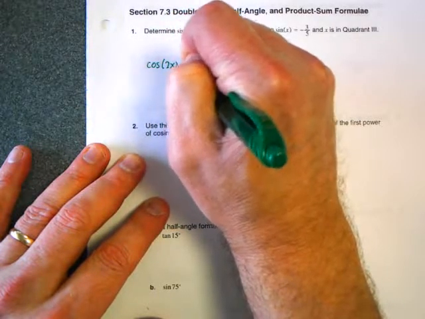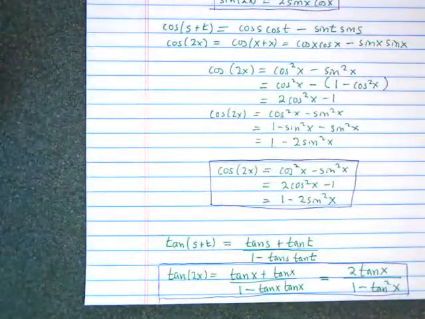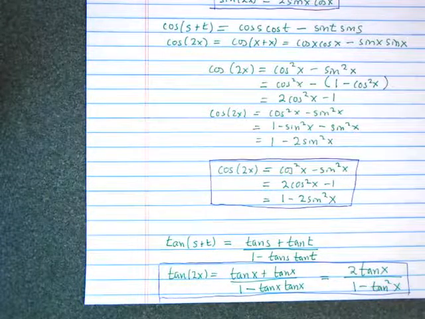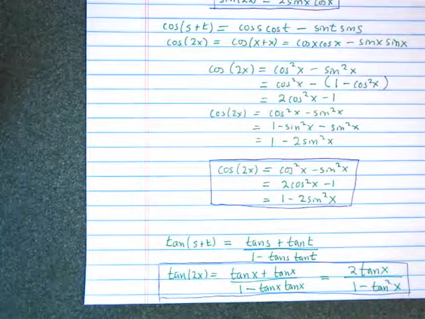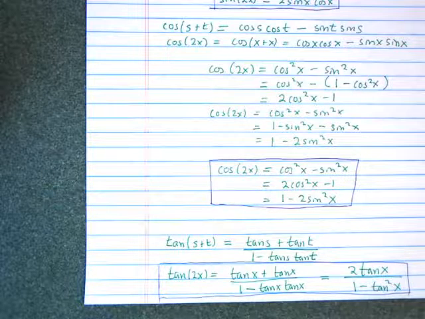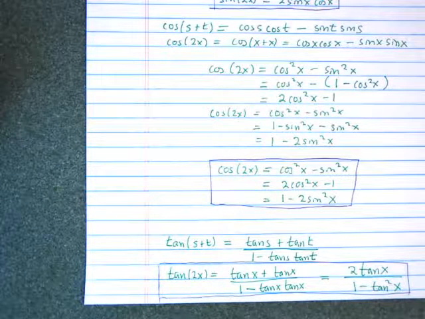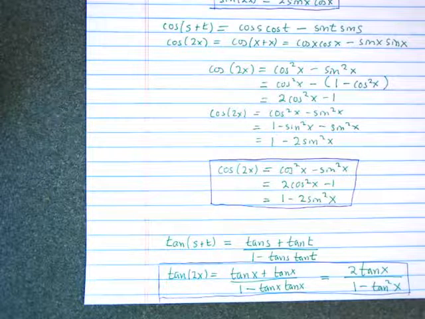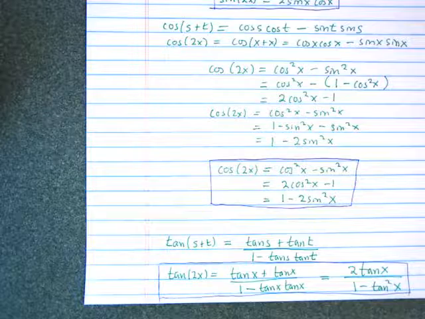Cosine of 2x is. To find cosine of 2x, I have 3 formulas I can pick from. Which one do I like? A, B, or C? I hear votes for B, I hear votes for C. I don't hear anybody picking A. Hey, A, all right, let's do it. No, A is not the right one. C is the right one. Why would I pick C?